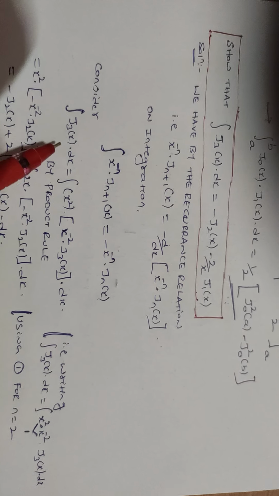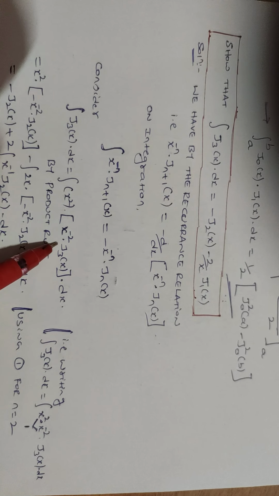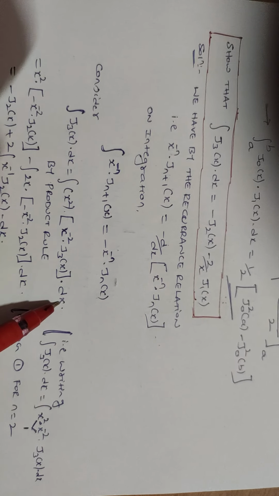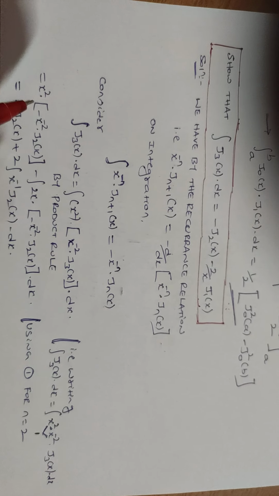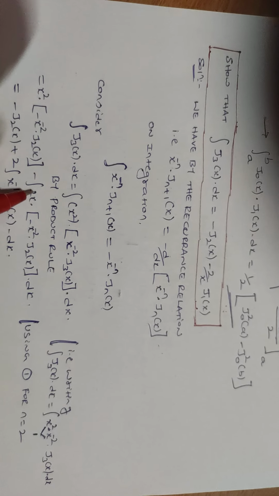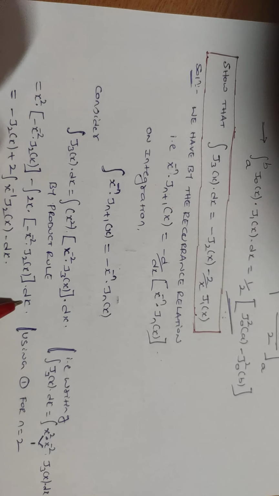For our convenience, we write integral of j3 of x as integral of x square into x to the power minus 2 into j3 of x dx. By the product rule we have, first into integral of the second minus integral of derivative of the first into integral of the second dx.